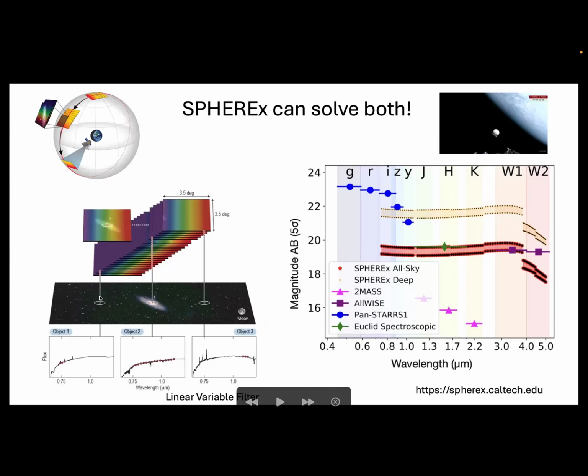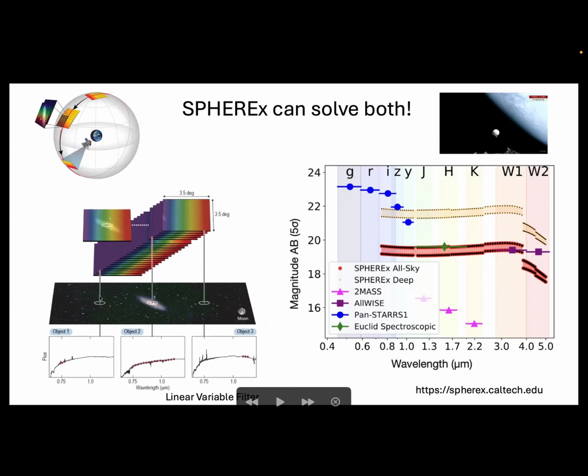SPHEREx is operating as in the plot on the top left. It scans the sky according to the ecliptic, but the detector itself has a linear variable filter. That means the same object in the sky is located at different positions of the detector. Different positions of the detector mean a different filter. It has 102 channels. So the same object, as illustrated in the figure, is observed multiple times at different wavelengths. So you get 102 colors of the same object.